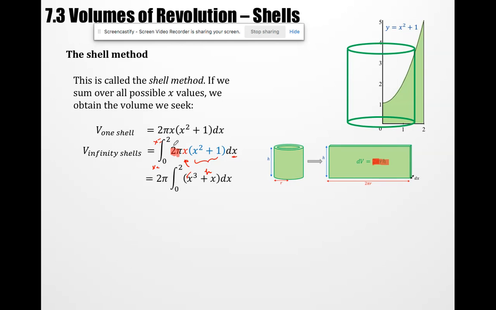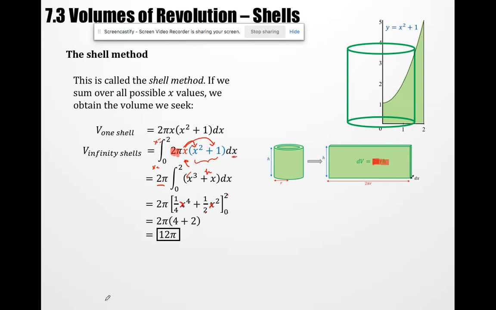Crazy. So I just distributed the x. Pull the 2 pi outside. This is an easy integral. X to the 4th over 4, x squared over 2. From 0 to 2, love when I have 0 and variables because that piece goes away. Plug in the 2. 2 to the 4th is 16 divided by 4. 2 squared is 4 divided by 2. Add those together, multiply by 2 pi, and I got 12 pi, which I got before, right?